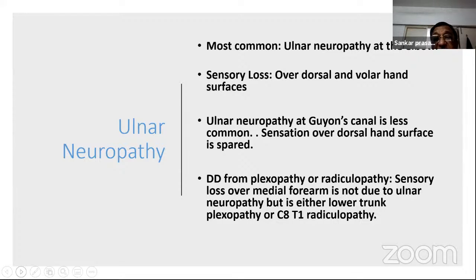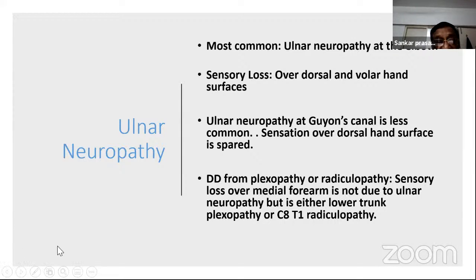Ulnar neuropathy is more common, most commonly at the elbow. What happens in ulnar neuropathy is there is a sensory loss of the dorsal and volar hand surfaces. Ulnar neuropathy at Guyon's canal is less common, and we will discuss one question about this in the question and answer session. The sensation of the dorsal hand surface is spared in this.